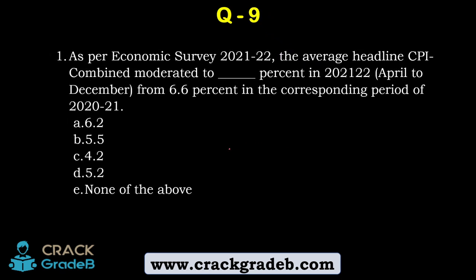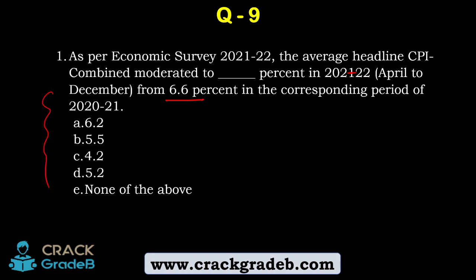As per Economic Survey 2021-22, the average headline CPI combined moderated to dash percentage in 21-22 April to December from 6.6% in the corresponding period of 2021. So look, many of you will feel that there are a few questions that are completely data based. Obviously, economic survey and budget is about data. They are about schemes and prescription also. Prescription regarding the future prospect of the economy.